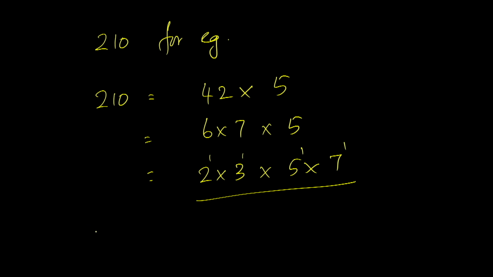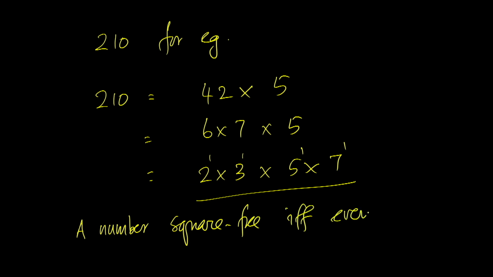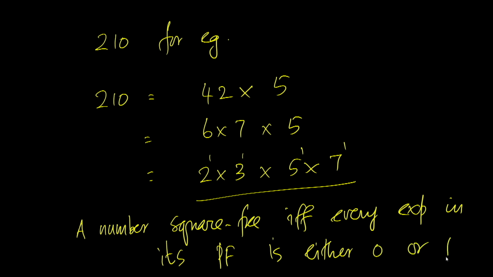So then it is immediately clear that a number is square free if and only if every exponent in its prime factorization is either 0 or 1. So in this case 2, 3, 5, 7 are the prime numbers with an exponent of 1. Every larger prime number has an exponent of 0.